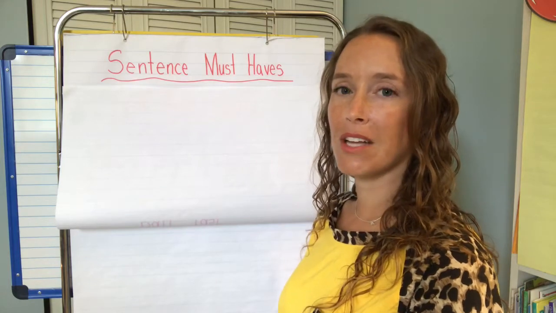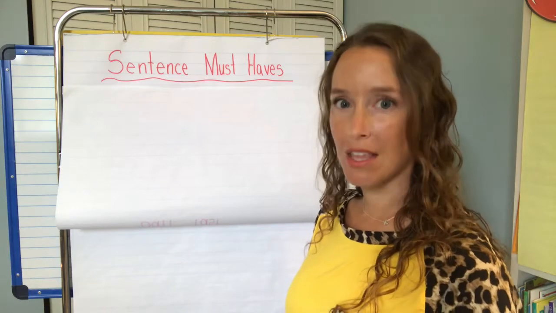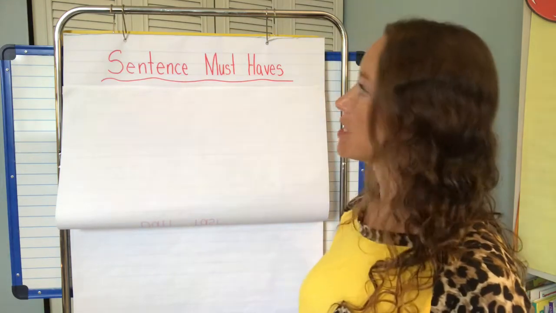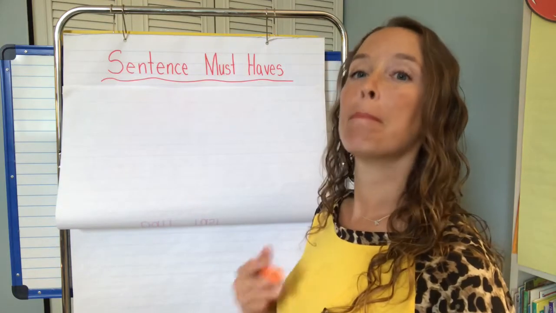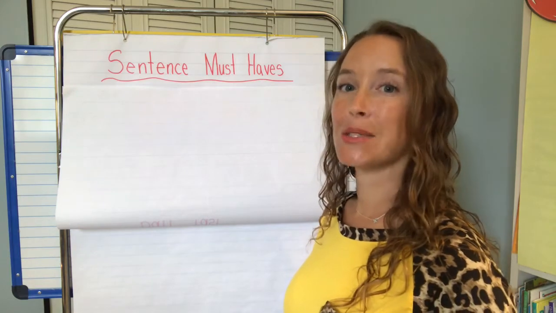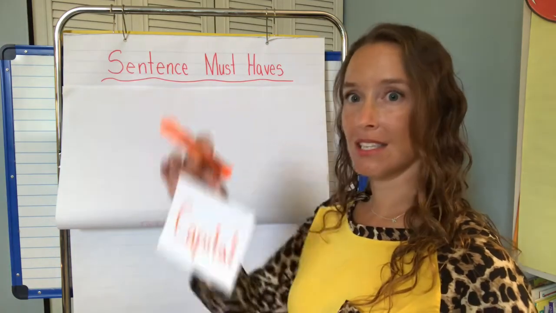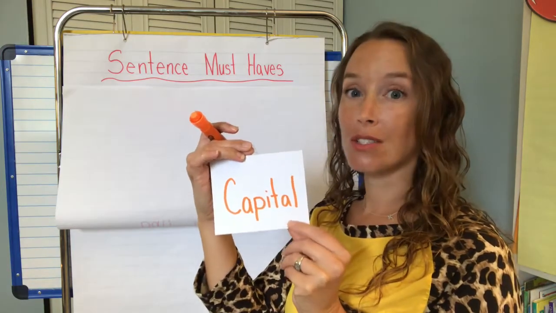Today we're going to talk about sentences. Sentences need to have certain things that make them a sentence. So today we're going to do sentence must-haves. These are going to be things that your sentence must have in order to be a sentence. So the first thing your sentence must have to be a sentence is a capital letter. Every sentence starts with a capital.